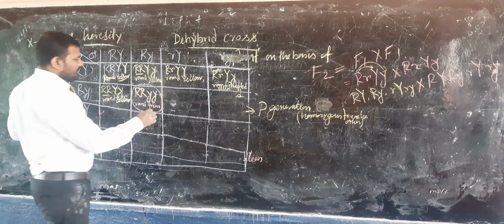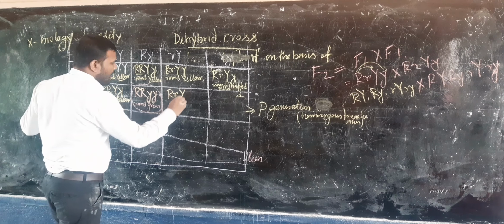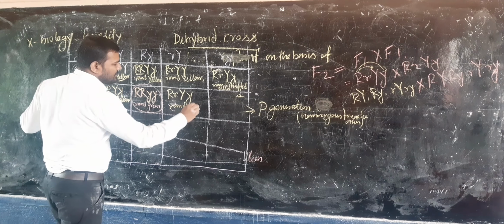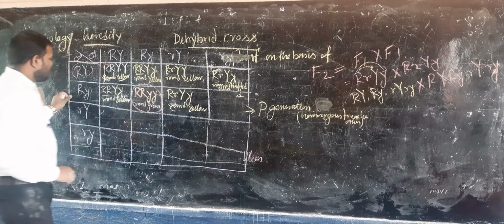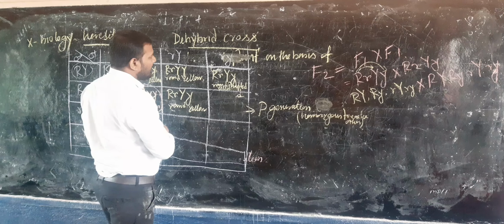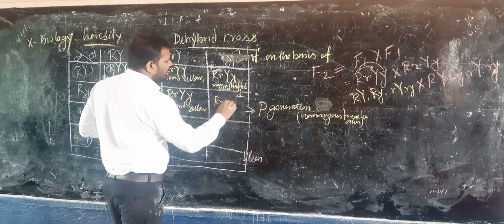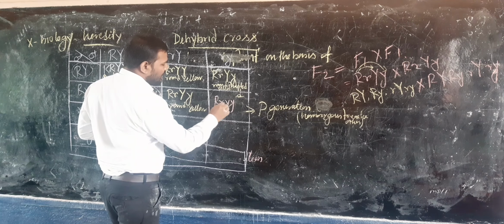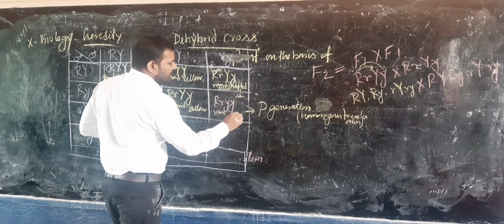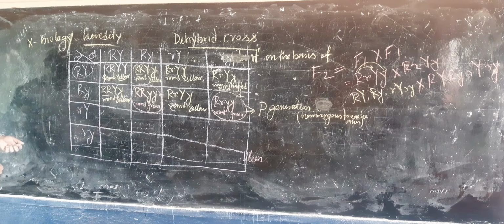Now the next one, capital R, small r, capital Y, small y. There will be the round shaped yellow color seeded plant. Now these are also fertilized with that. Capital R, small y. These are also capital R for the round shape, small y for the green color seeded plant. First we will observe the variation one.